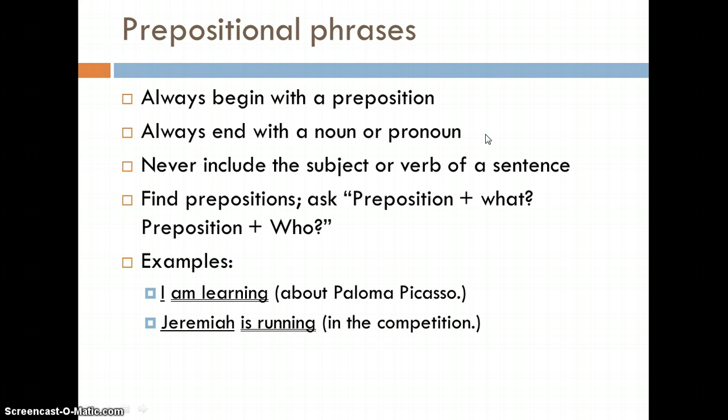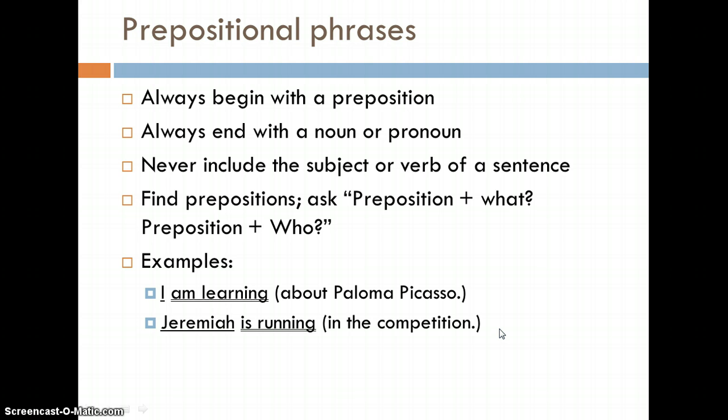Prepositional phrases always end with a noun or pronoun. They never include the subject or verb of a sentence. And we can identify prepositional phrases first by finding the preposition and then asking preposition what or preposition who to identify that noun or pronoun at the end of the prepositional phrase. So here are a couple of examples. I am learning about Paloma Picasso. So we notice our preposition about, we can ask, about who? About Paloma Picasso. So we know that that is where the prepositional phrase ends.